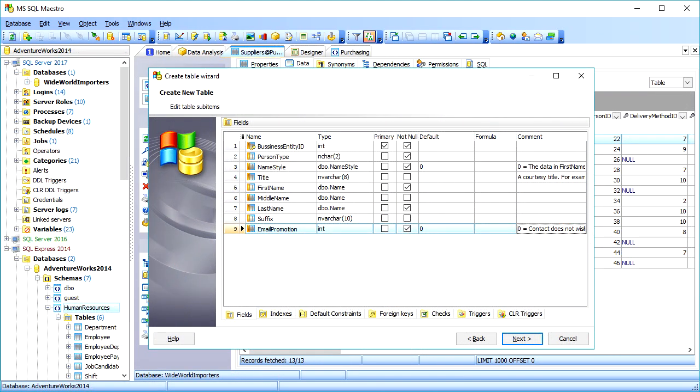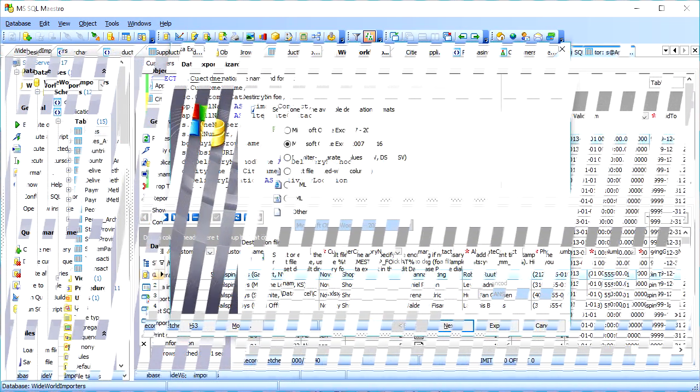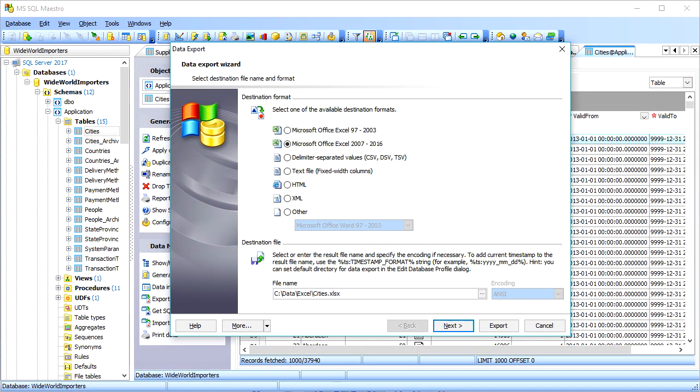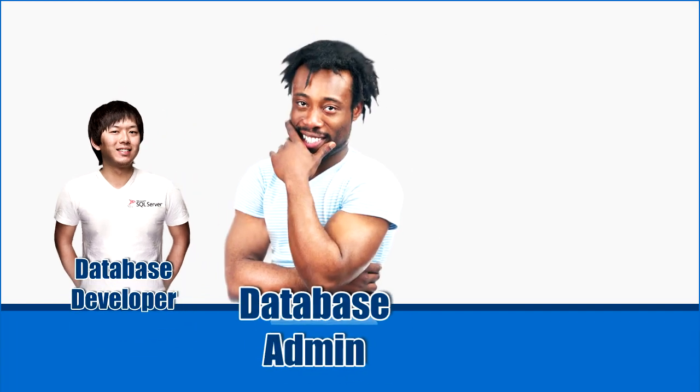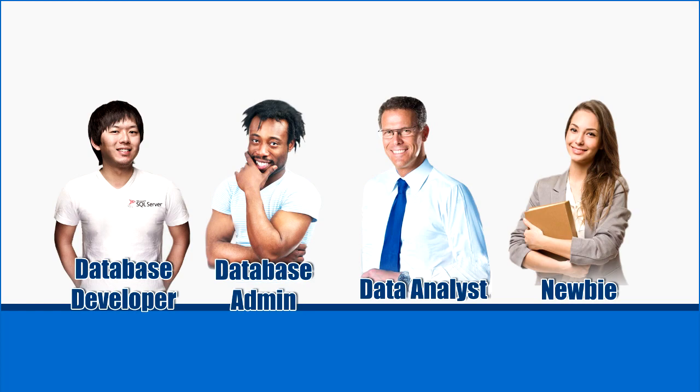It provides a rich set of tools for anyone who uses Microsoft SQL Server or Azure SQL databases, including database developers, DBAs, data analysts, and even students. Let's see how the software can help you to boost your productivity while working with SQL Server.